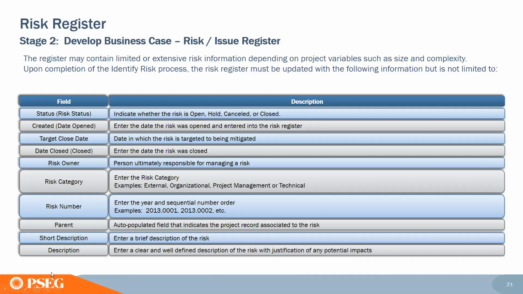So here is your risk and issue register. And your register, these are the fields that must be updated in your risk register because it's the information that's reported related to risk. We will not read through all of these fields, but for your awareness, all of these fields must be updated.